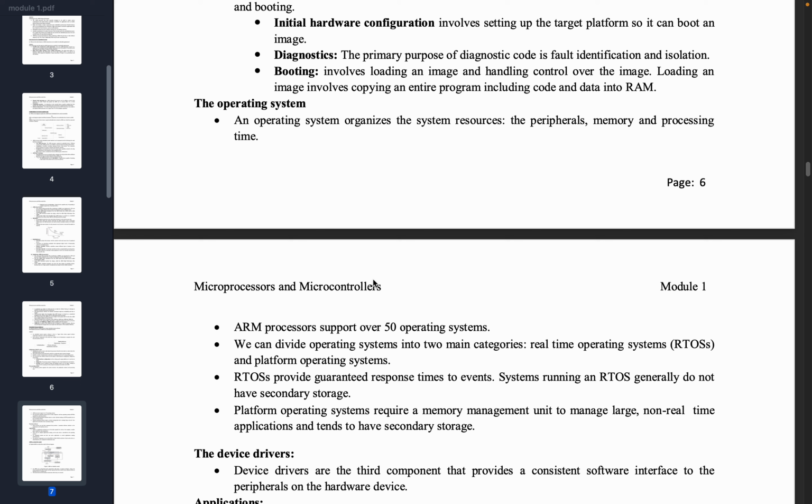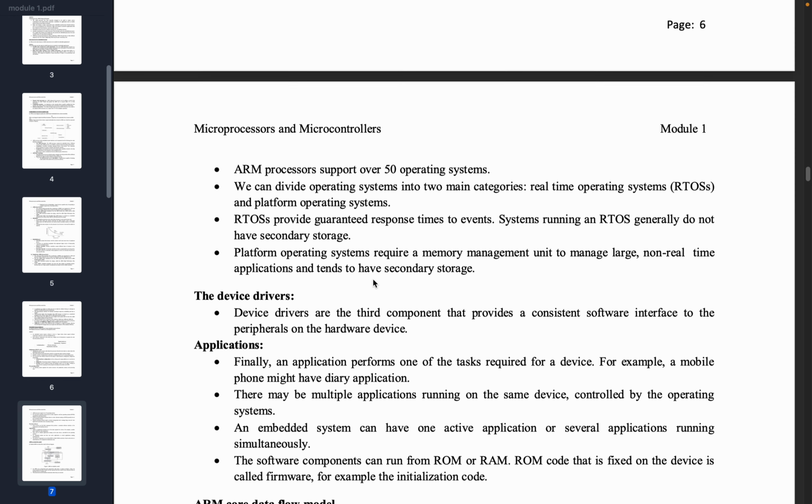A real-time operating system provides a guaranteed response time to events, and generally does not have any secondary storage, so that is what gives the guarantee. A platform operating system requires memory management to manage large non-real-time applications and tends to have large secondary storage; you should write that. Then go through device drivers and applications.